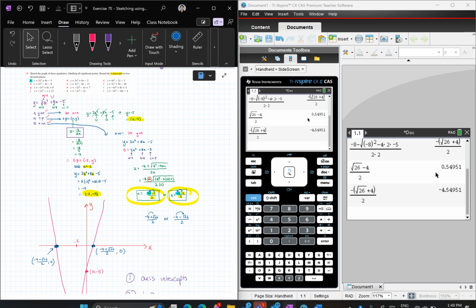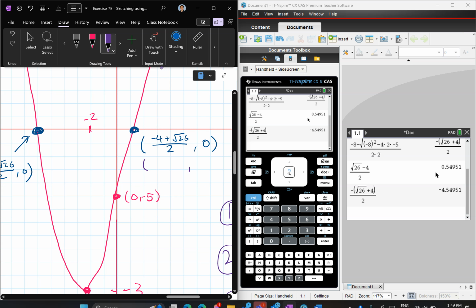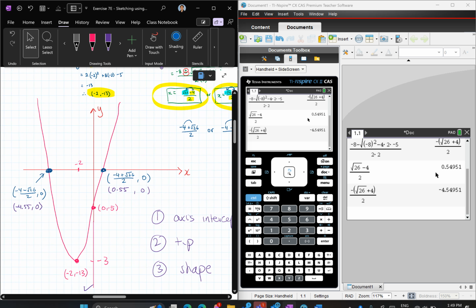Okay, I just realized it told me to round to 2 decimal places, so I probably should have rounded this to, what's that, 0.55, and then this should have been negative 4.55. There you go. You would have got your answer.